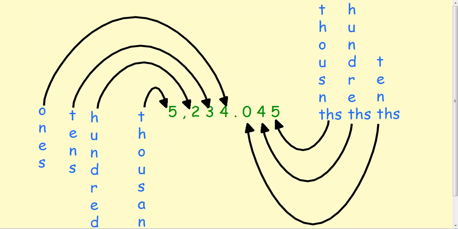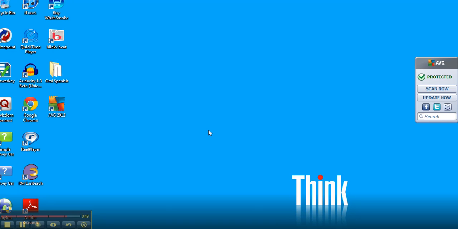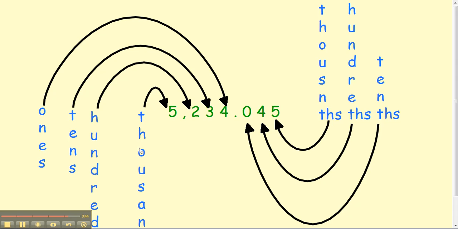And problem number 7, let me check the time here. Got about 47 seconds, so we'll do one more in this one.